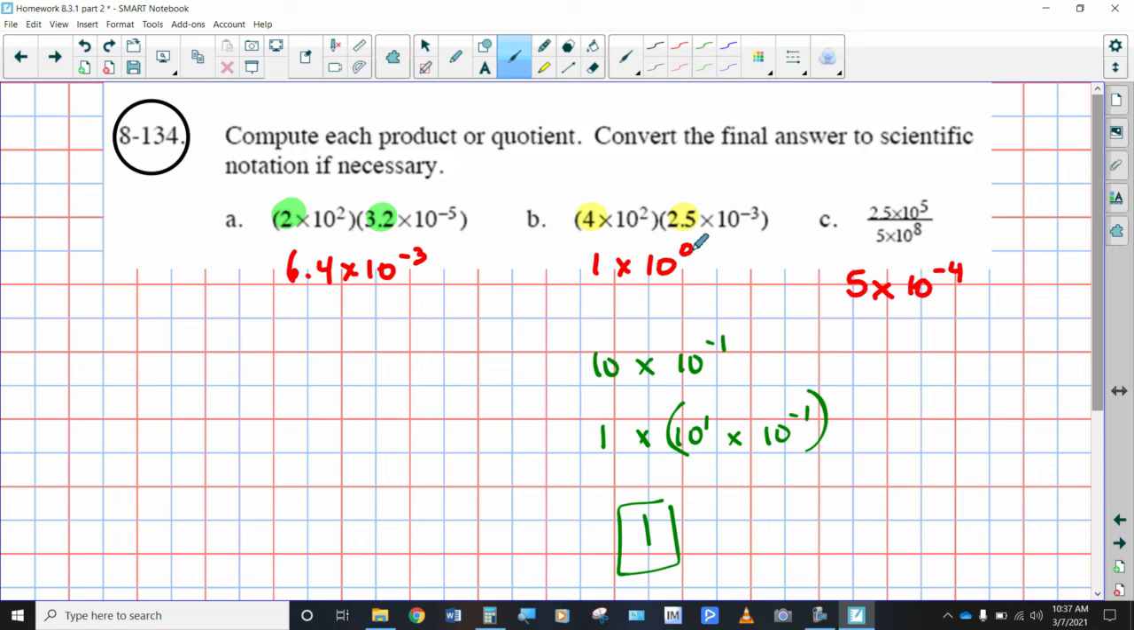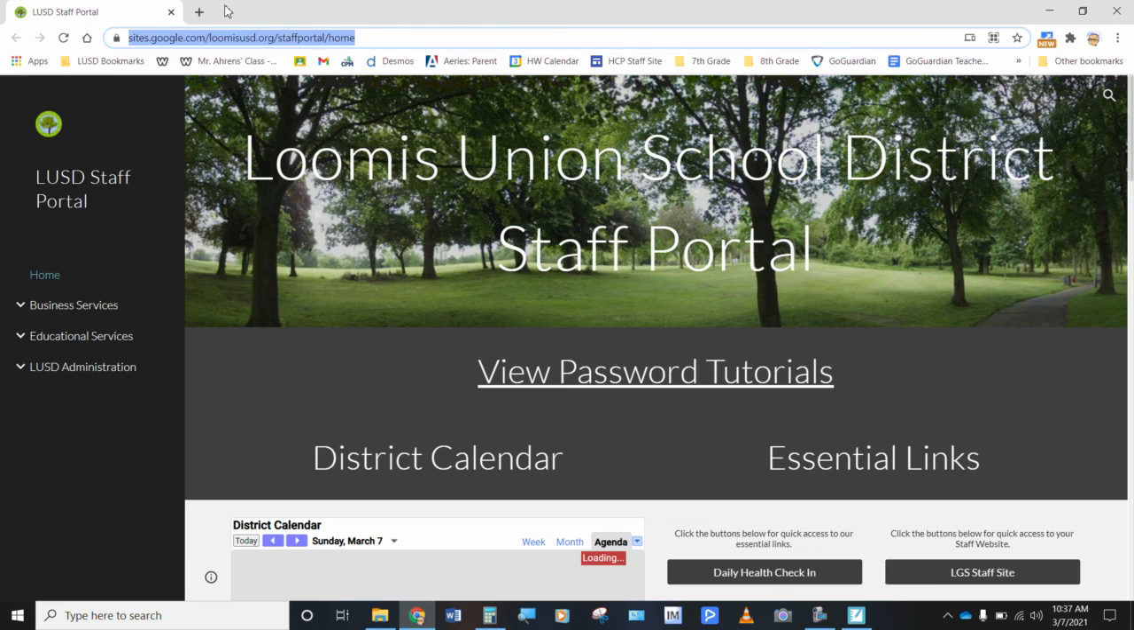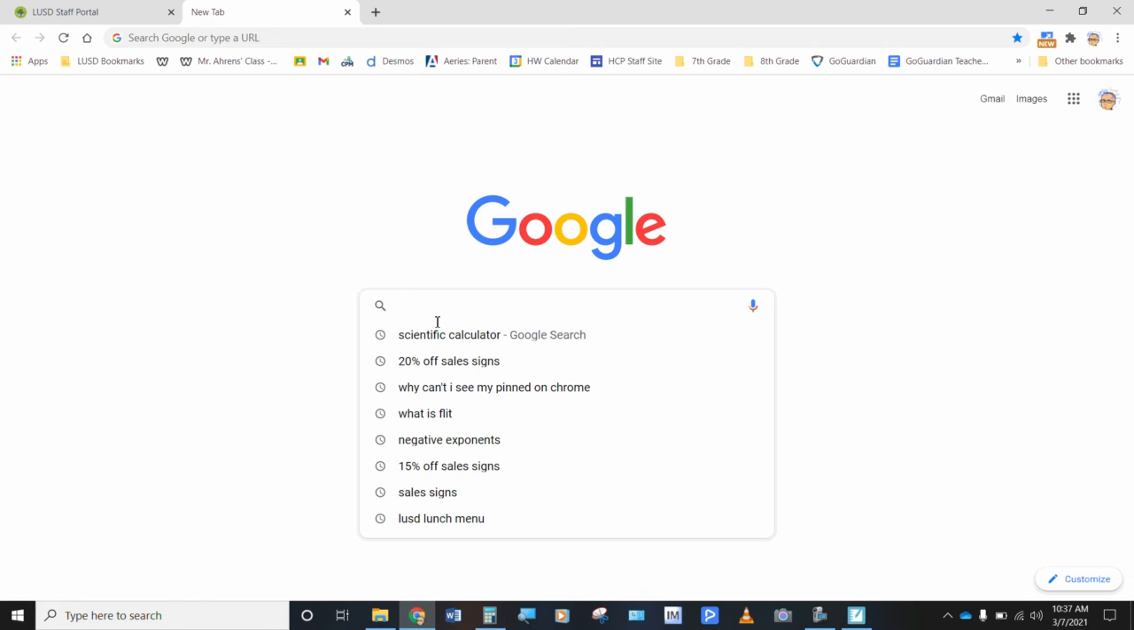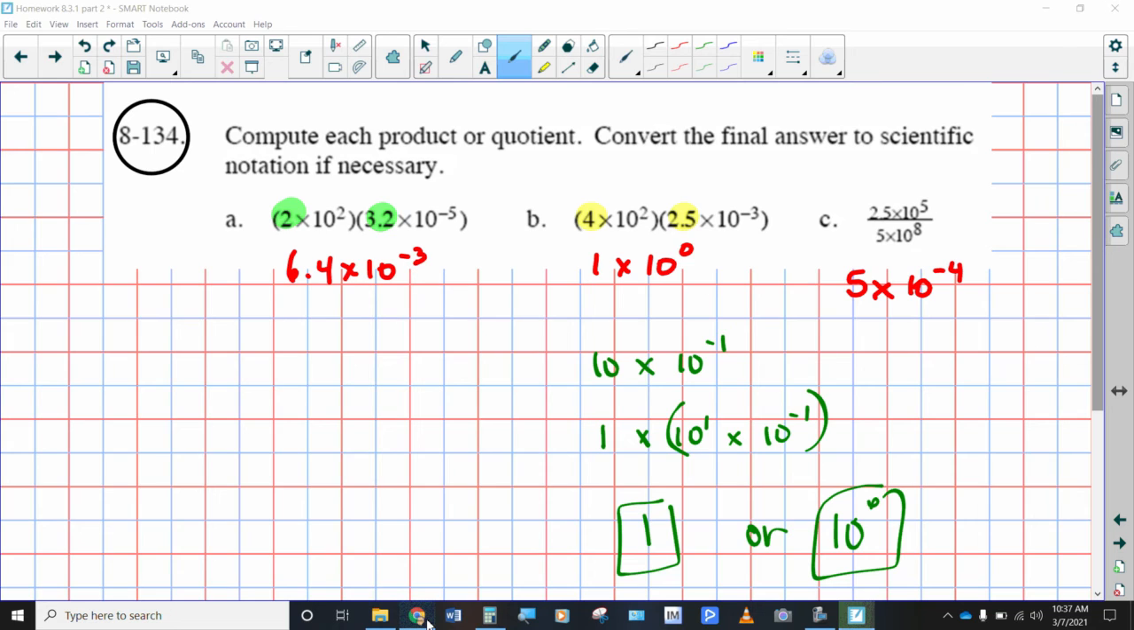1 times 10 to the 0 power. We could have just said 10 to the 0 power, but I would have most likely just called it 1. I want to do this on the scientific calculator. I want to just prove that. Come on, scientific calculator, what's taking you so long? Let's go to here. And what was the problem again? It was 4 times 10 to the second.